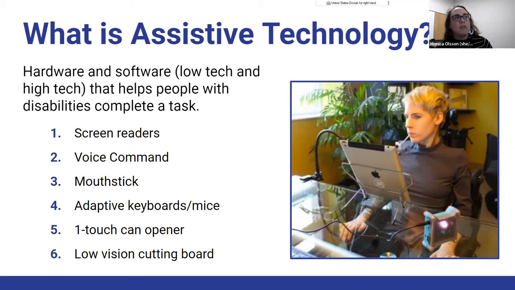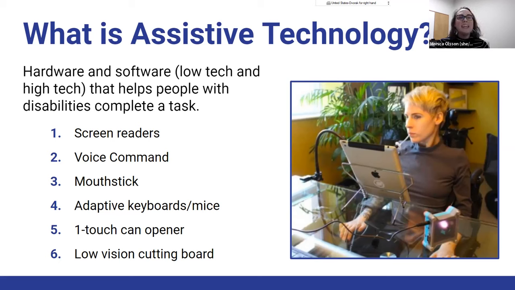Some people cannot use screen readers or voice control, so they might use a mouth stick. And actually the picture I've chosen to share with you today on the screen is a picture of an individual who is using a mouth stick to operate their iPad. So that's another form of AT for computer navigation. People might also use adaptive keyboards and computer mice.